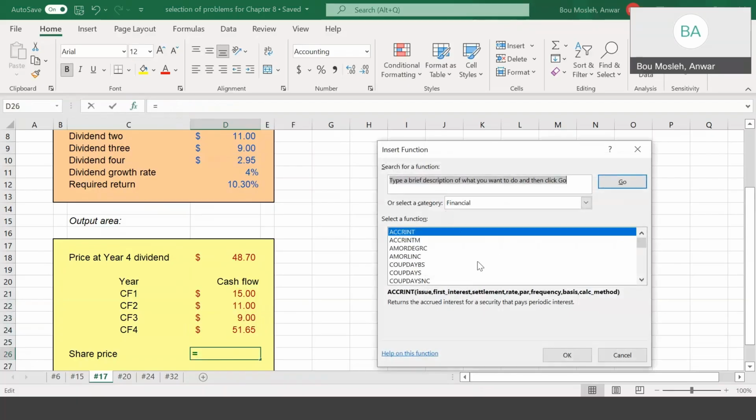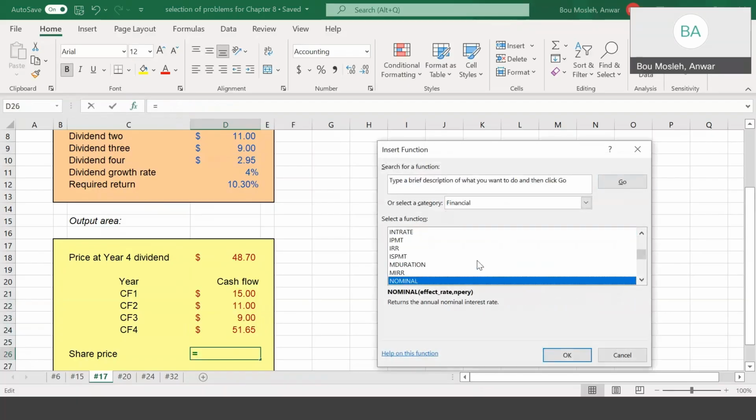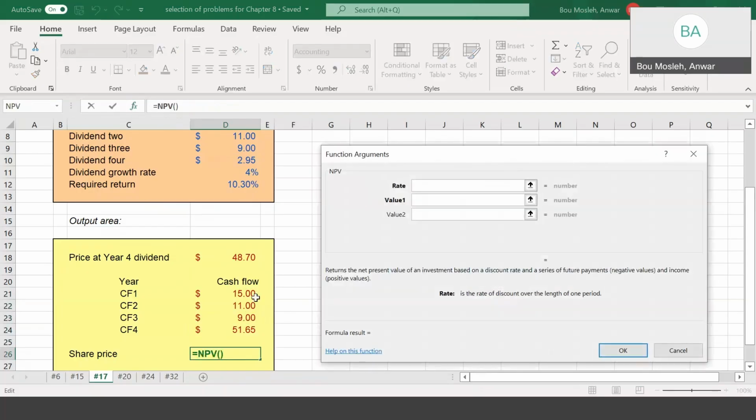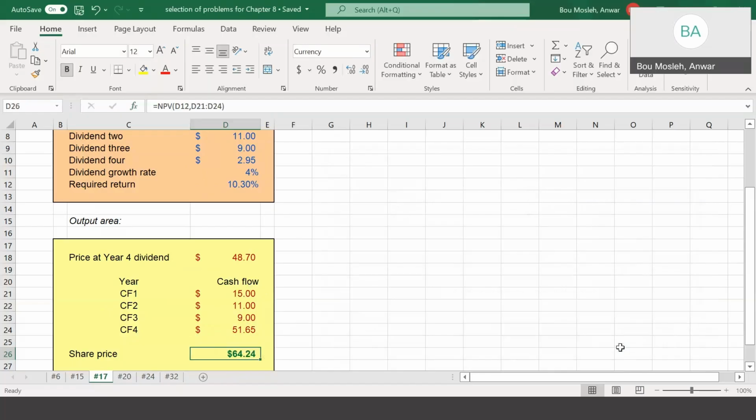Again, if you remember the equation that we used before, instead of doing each and every one alone, I use the NPV function. In other words, I get the present value of all these in one function instead of doing so many different ones, a present value for every cash flow. So instead I do NPV for all the cash flows altogether. The rate is 10.3, the values are the cash flows from 1 to 4, and that gives me the price of the stock today.